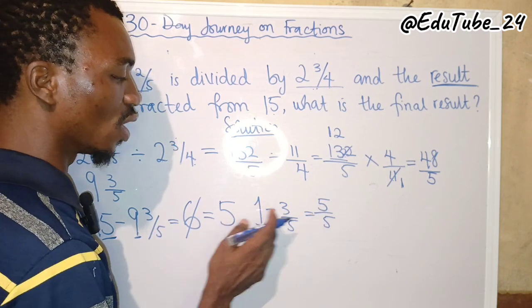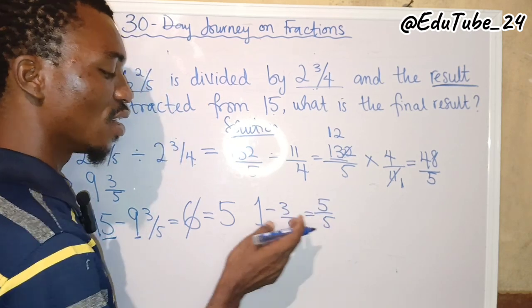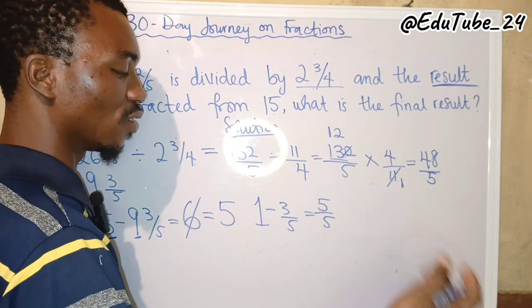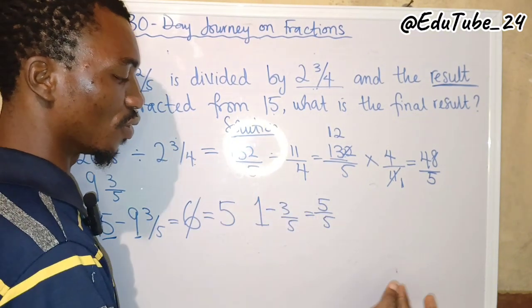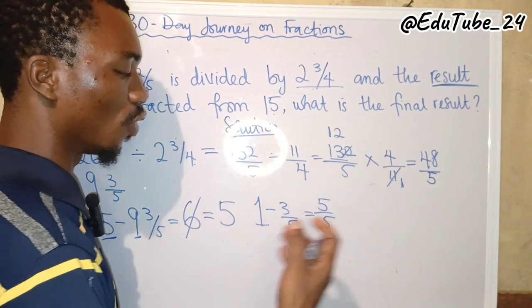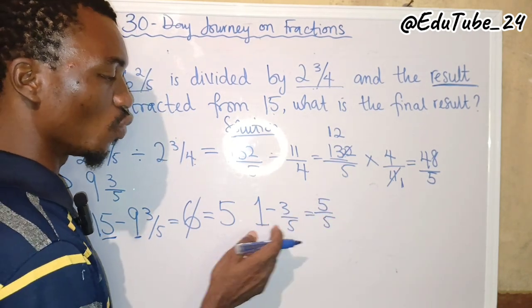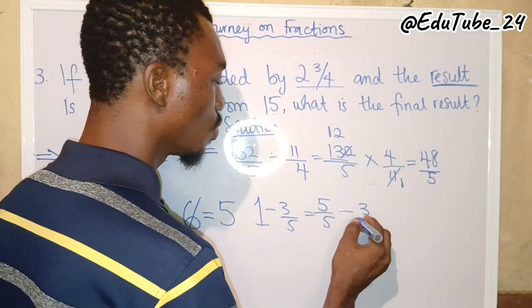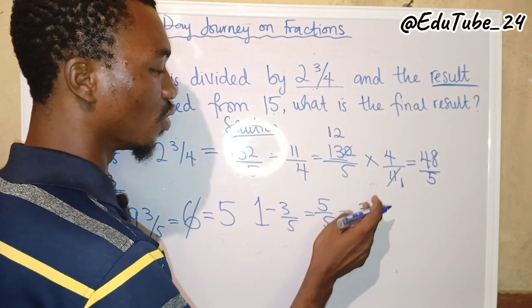So now this 1 has been converted into 5 over 5 because 5 over 5, like I said, is the same thing as 1. Any number that divides itself gives you 1. 2 over 2 gives you 1. 3 over 3 gives you 1. 4 over 4 gives you 1. So meaning that 5 over 5 still gives you this 1. So we are still writing the same thing. Then minus 3 over 5. So 5 over 5 minus 3 over 5.